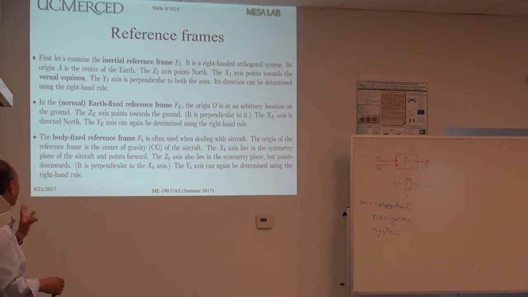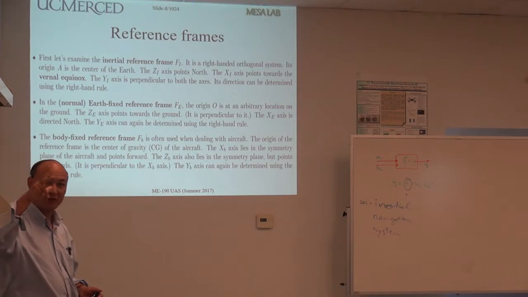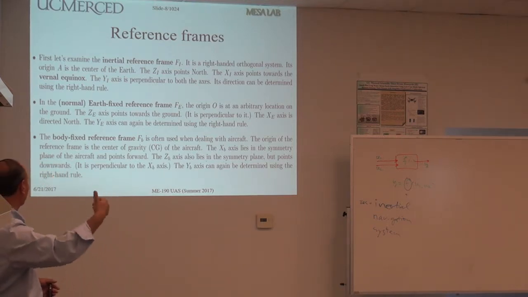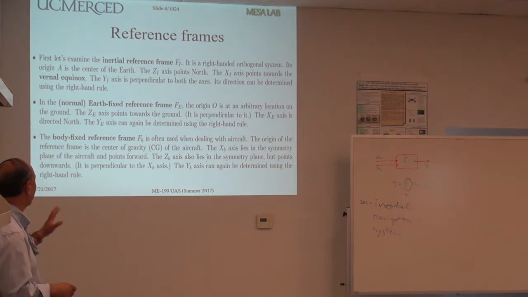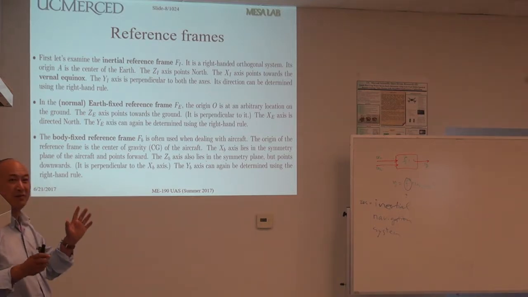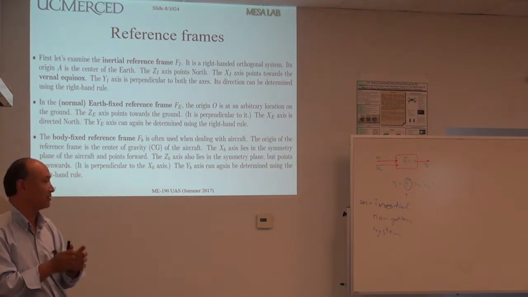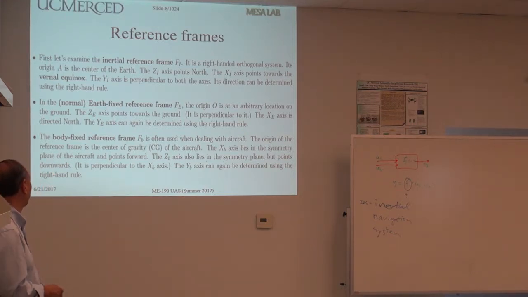So that's the right-hand rule. Okay, right-hand rule. So that's called the inertial reference, meaning you are carried by the Earth. You are on the Earth. So it's kind of like Earth's coordinate system. Okay? So this is called inertial reference.